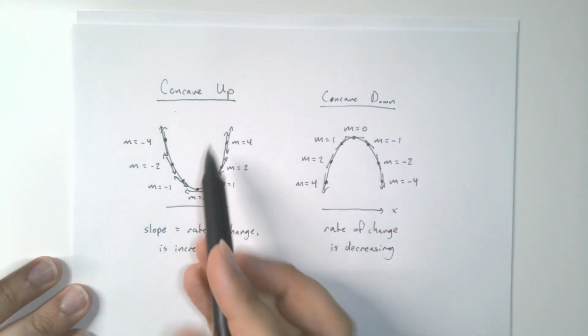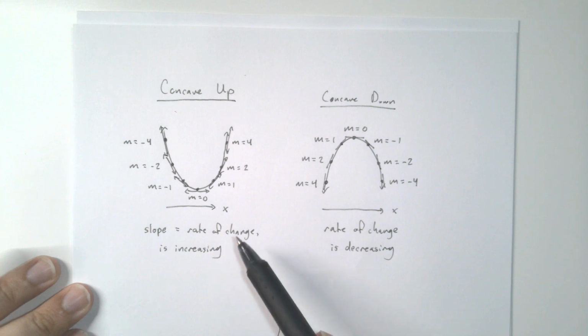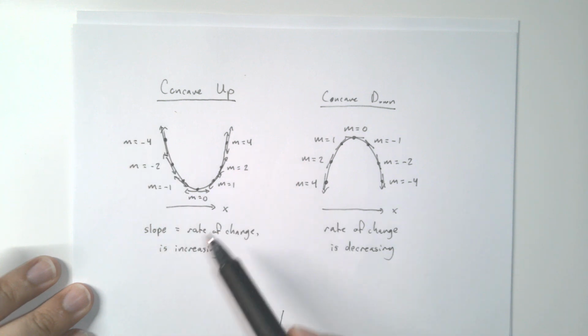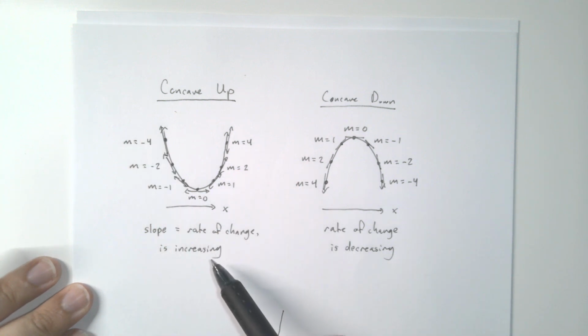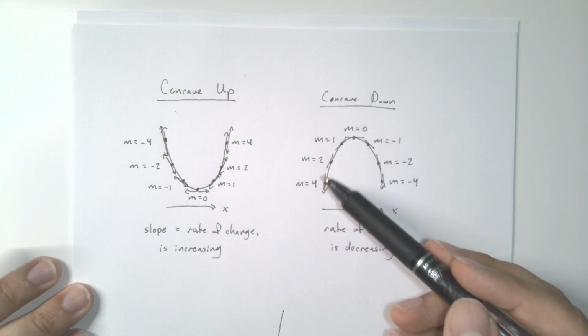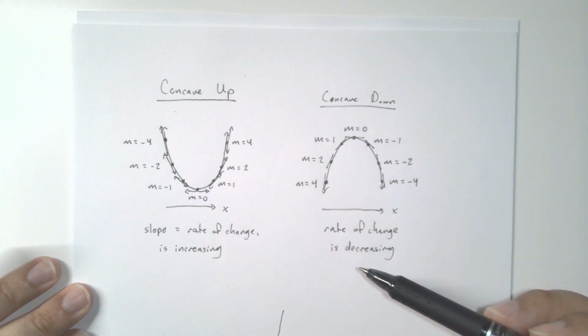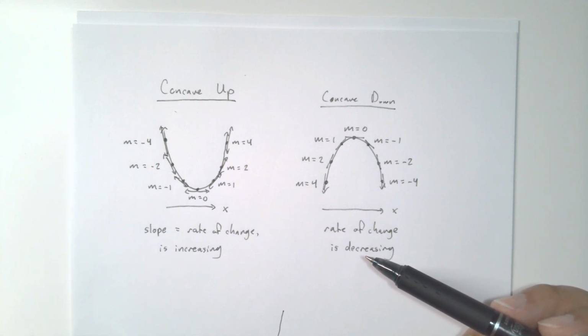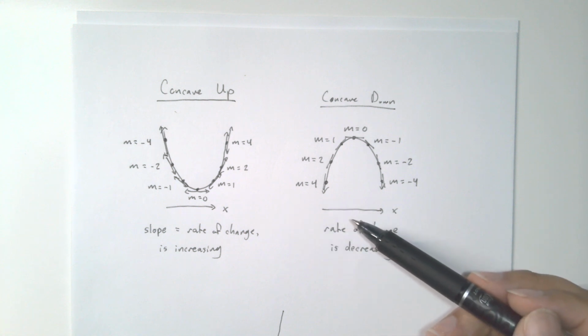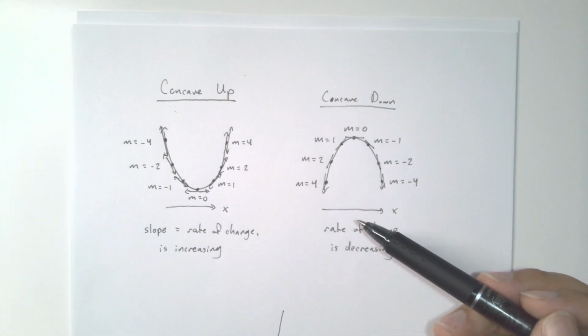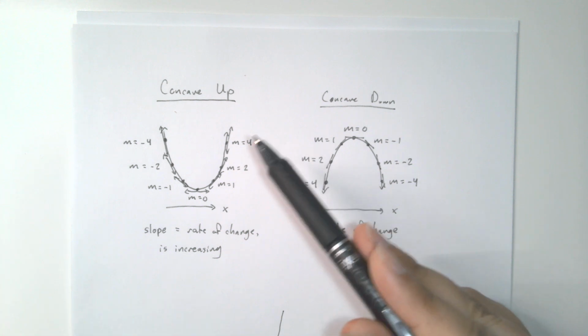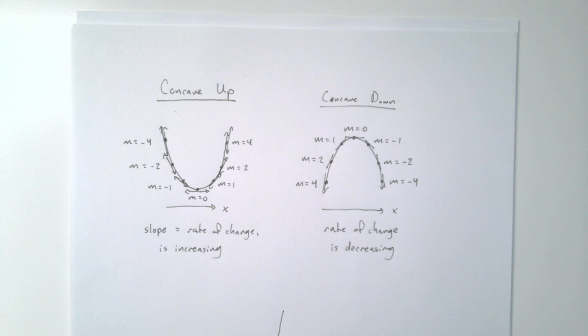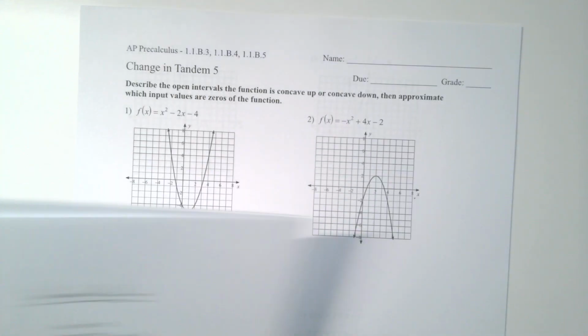So, concave up is when our rate of change, as we move in the positive x direction, is increasing. And concave down is when our rate of change is decreasing. And so now, when we're talking about concave up or concave down, we just need to specify what interval our graph is either one of these. And so, I think it's now appropriate for us to start looking at examples.